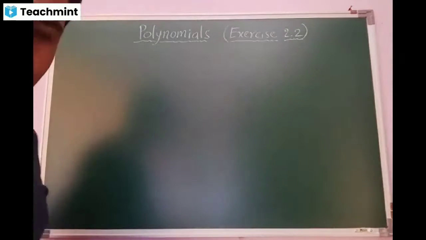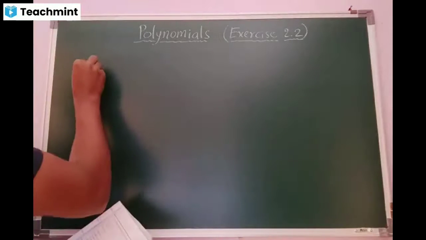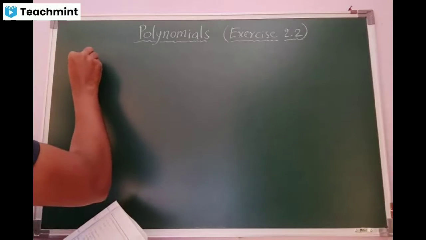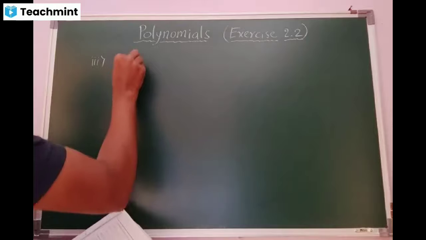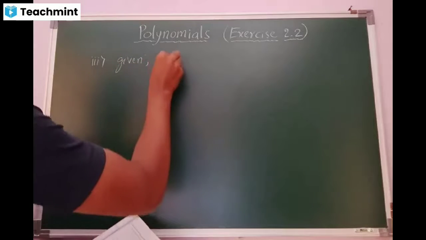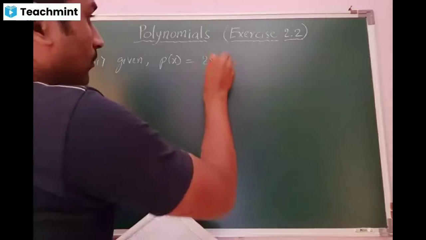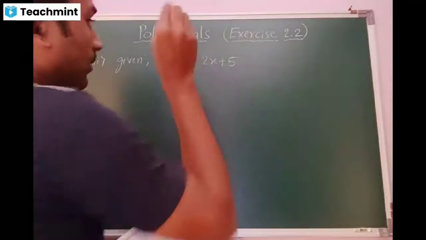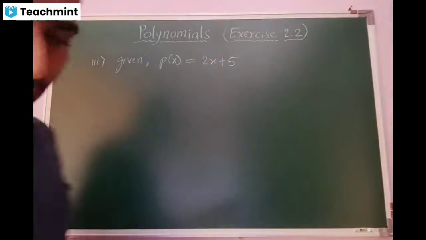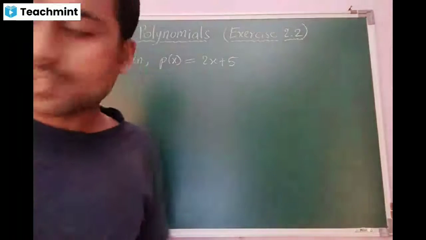But in the same manner, let us go for the third one. Second one is very simple. Okay, one of you read. What is the third one? Given p of x is equal to 2x plus 5. Okay, beta. P of x is equal to 2x plus 5.